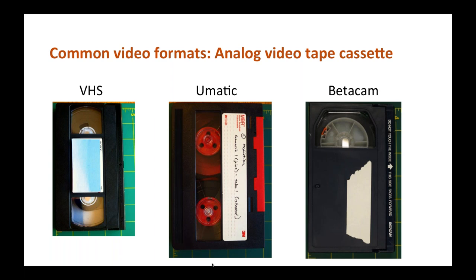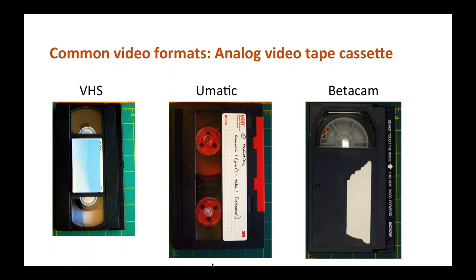Yes, okay, great. So Betacam, seen here on the right. And I want to be sure that people aren't confusing Betacam with Betamax. Some of you might be familiar with Betamax as the format that lost the home video wars to VHS. They do have some similarities, but at the crux, they are different formats. So don't confuse Betacam with Betamax.